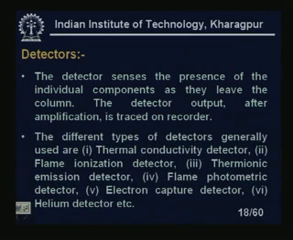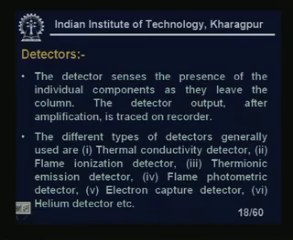The different types of detectors generally used are the thermal conductivity detector, flame ionization detector, thermionic emission detector, flame photometric detector, electron capture detector, and helium detector. So, we will discuss some of them, not all. Anybody can refer to a standard book on gas chromatography for this.